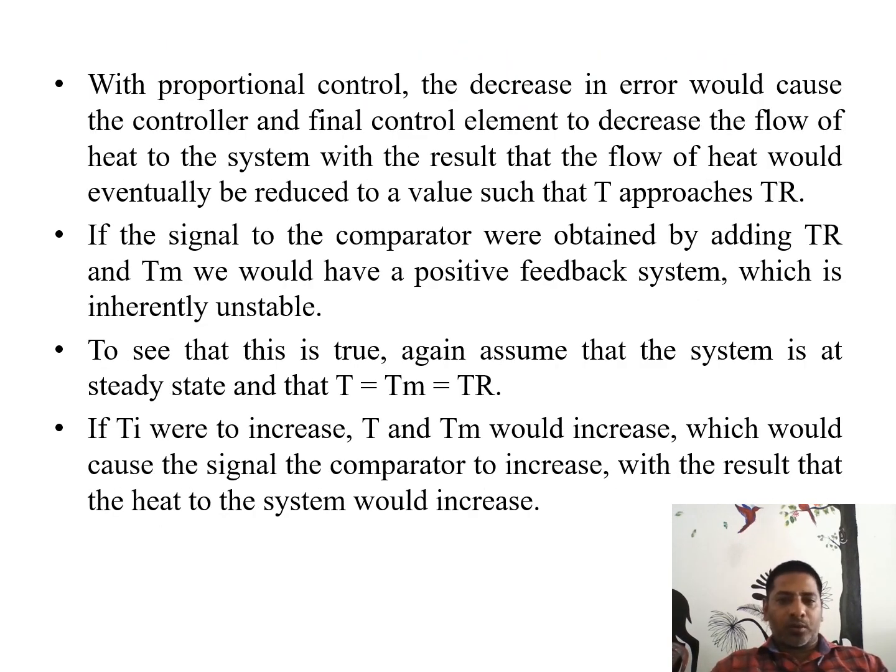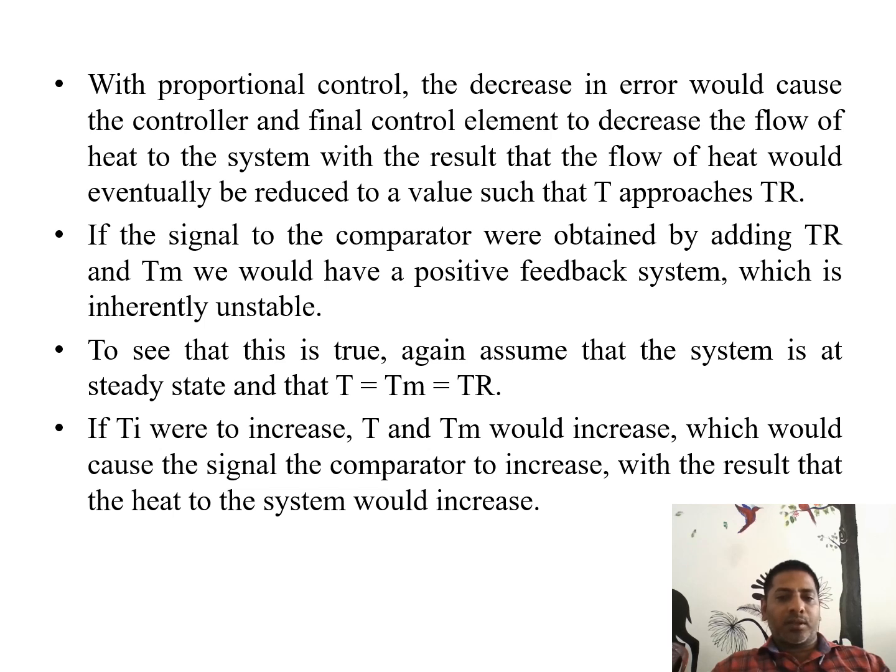With a proportional controller, the decrease in error would cause the controller and the final control element to decrease the flow of heat to the system, which results in the flow of heat eventually reducing the value such that T approaches TR. If the signal to the comparator were obtained by adding TR and TM, we would have a positive feedback system, which is inherently unstable.